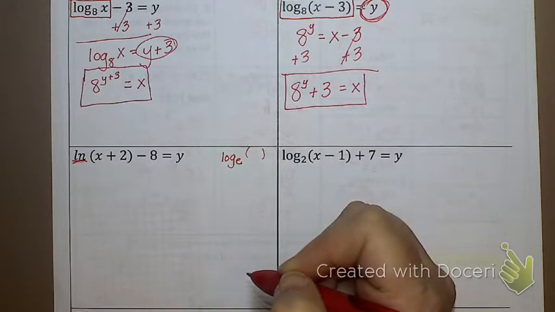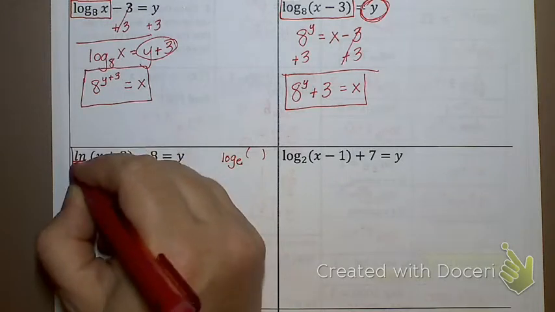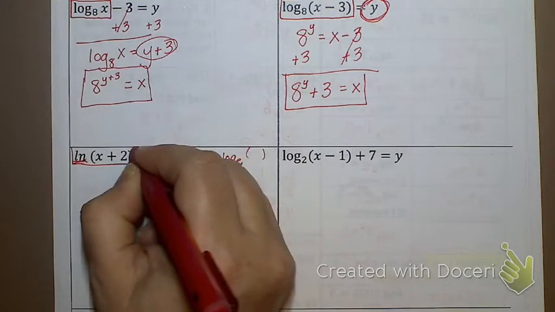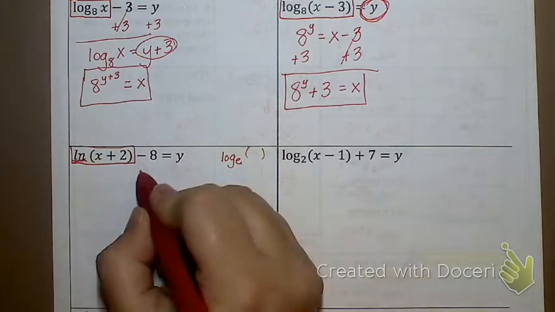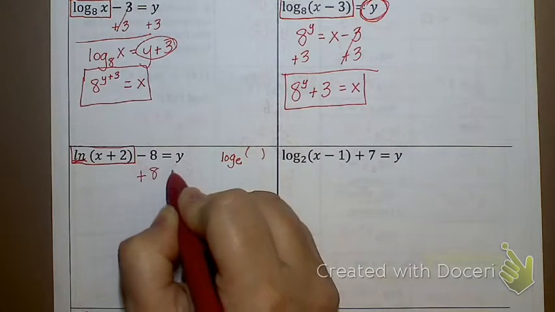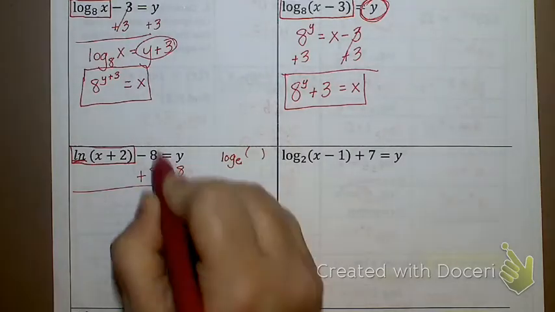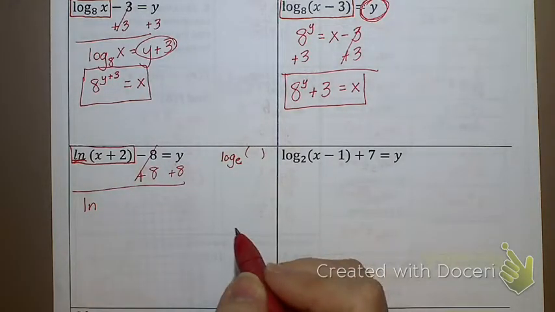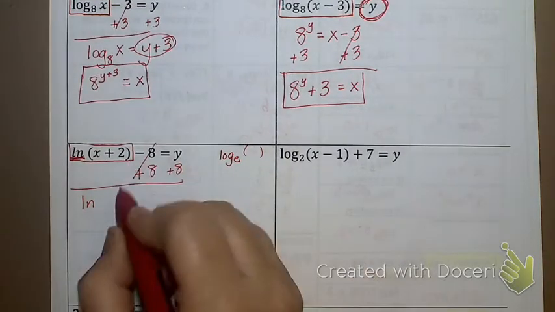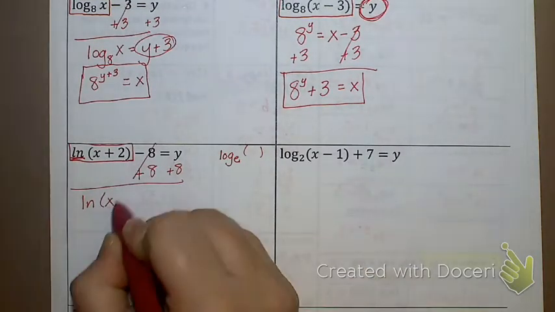Okay? So my log is right here. So how do I get it alone? What do I do? Add 8. Let's move that 8. So ln, even though it's not spelled log, it still follows all the log rules because it really still is a log.